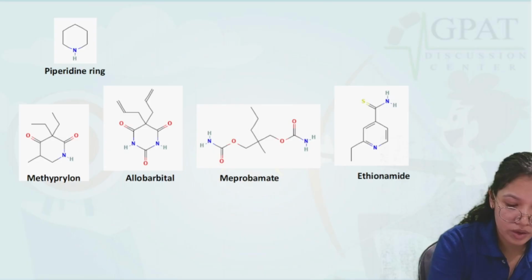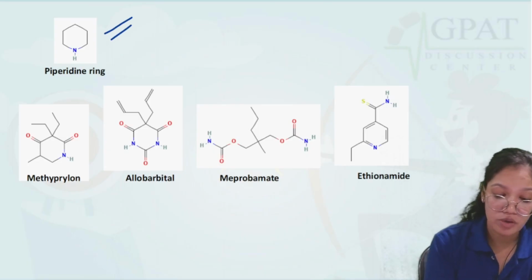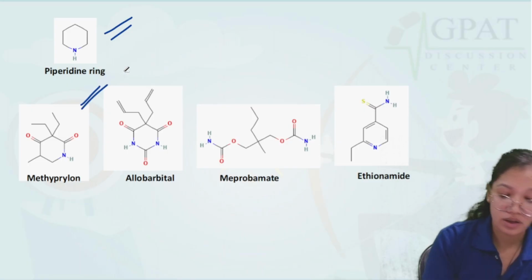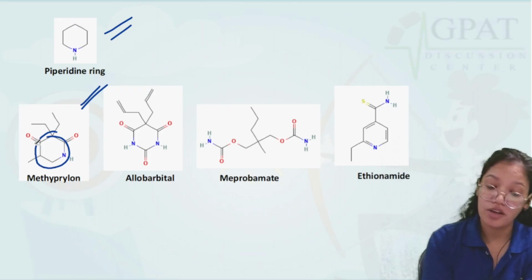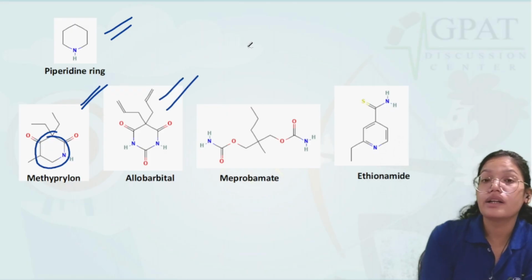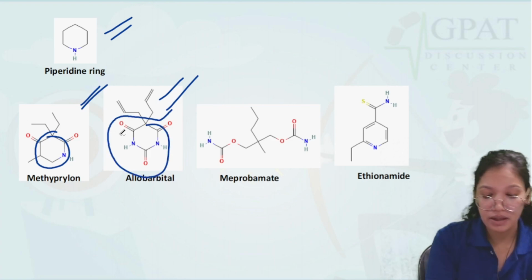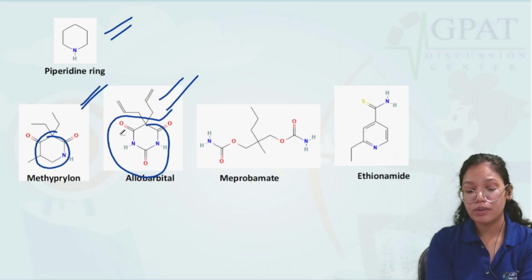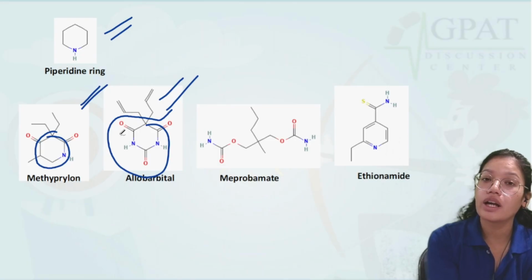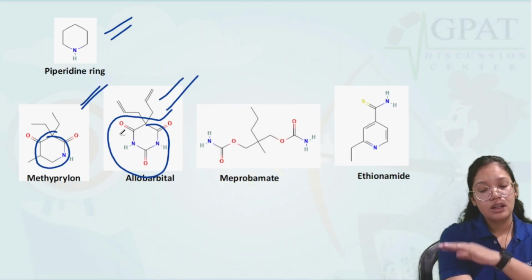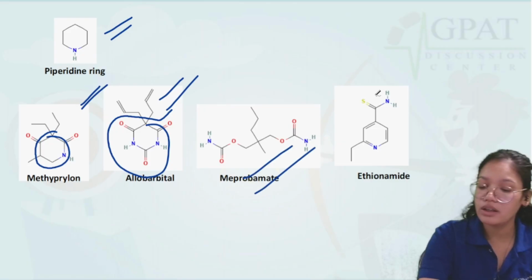If we look onto the structures, this is the piperidine ring as we talked about. Now, methylpyrrole does contain a piperidine ring. Then we have allobarbital; it contains a barbiturate nucleus, but it is not a piperidine ring. Then meprobamate does not contain any ring, not even a heteroatom ring. It doesn't contain any type of ring. So meprobamate is not the answer.